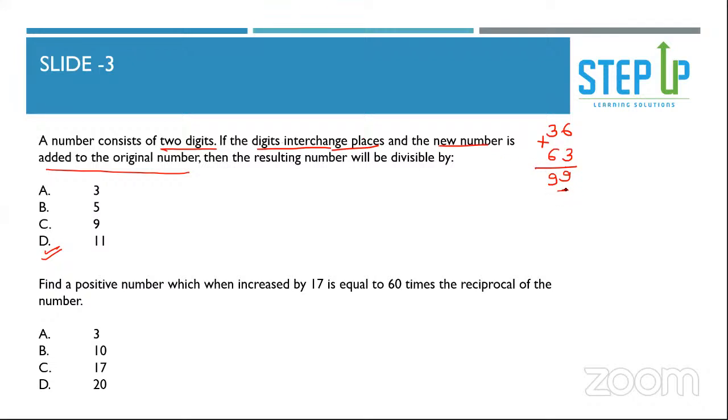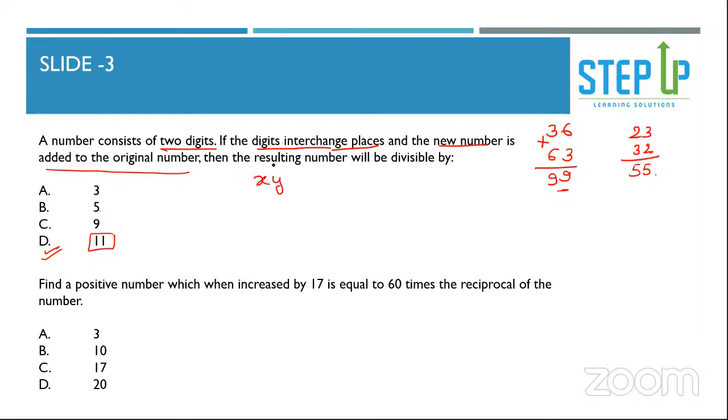Is it divisible by 5? Maybe for some number. If you take 23, 32, you will get 55. It is divisible by 5. But they are asking every time. Then the resulting number will every time be divisible by what? 9. I'll give you a simple way.